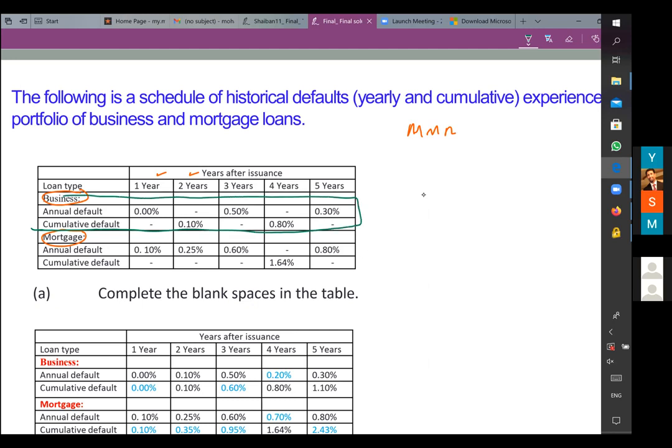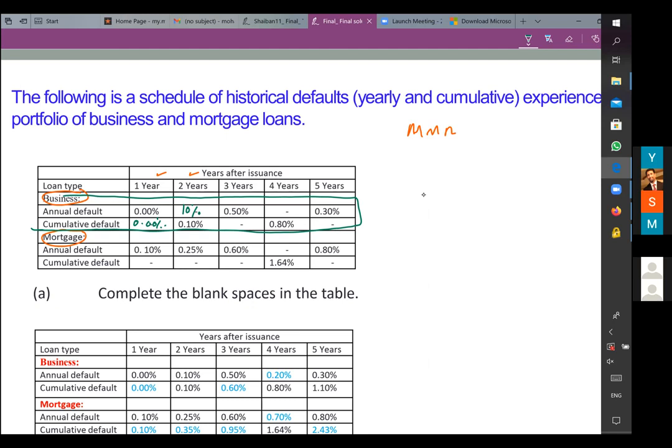This is the business loan. So in year one, the annual default was 0, which means the cumulative default for year one is 0. Then this is the annual default in year two. The cumulative for year two is 10%, because the cumulative will be the cumulative of last year plus the defaulting of this year, which gives the cumulative of the second year.